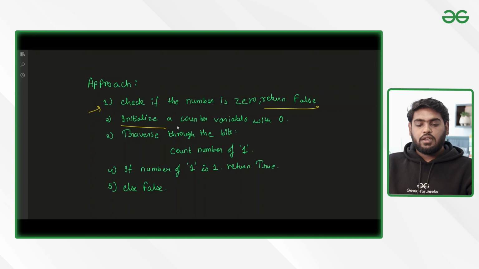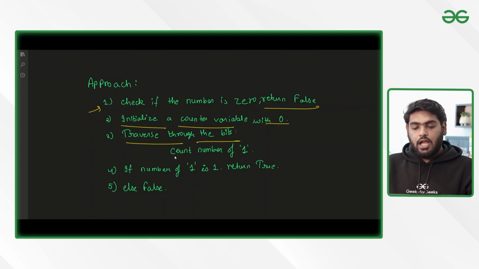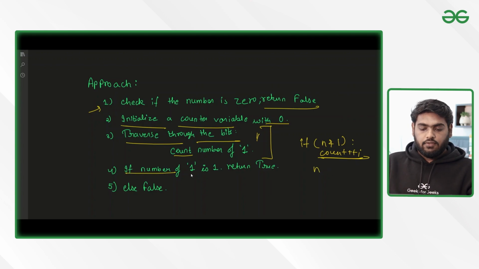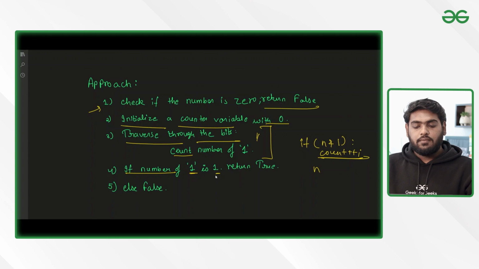Then we have to initialize the counter with 0 because we have to keep a count. Then we will traverse the bits just like the way I showed you. Along with the traversal, we'll also keep counting the number of set bits. If we are going inside this if, that means we are encountering a set bit, and this is when we'll also increase our counter. Once we are done with the traversal, our count will be holding the number of set bits. Then if the number of set bits is 1, we return true, otherwise we return false.